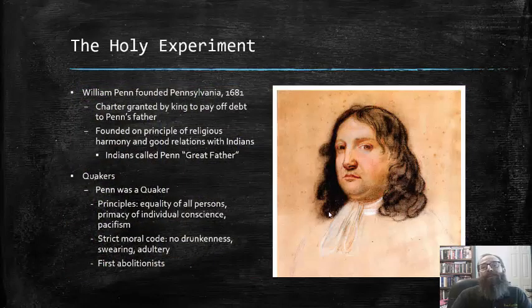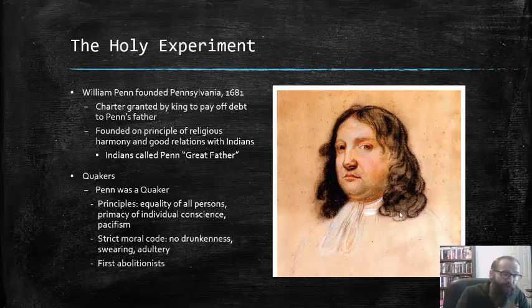Now, Pennsylvania was founded in 1681 by this gentleman right here, William Penn, who was granted a charter by the king, who owed Penn's father a debt. So to pay off this debt, he granted Penn a huge swath of land in the eastern North America continent. Now, Penn was a Quaker, and he founded the Pennsylvania colony as what he termed a holy experiment on principles of religious harmony and good relations with the Indians of the region. And in fact, the Native Americans of the region referred to Penn as Great Father.